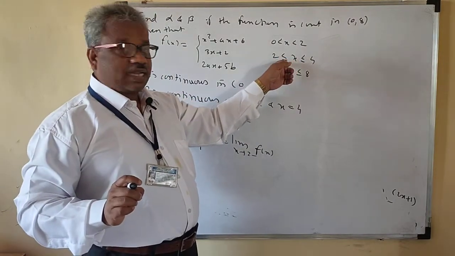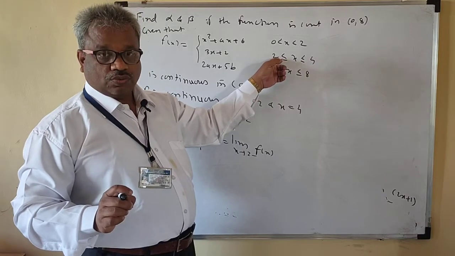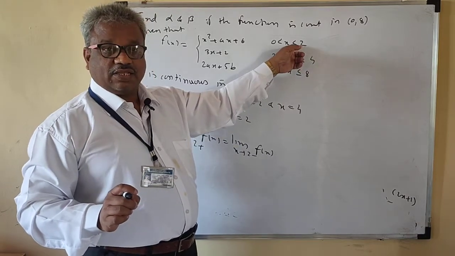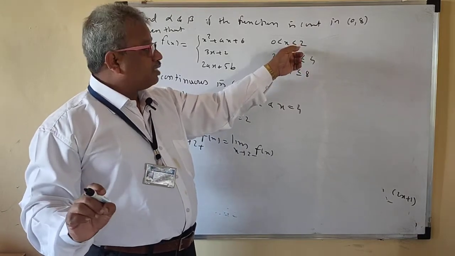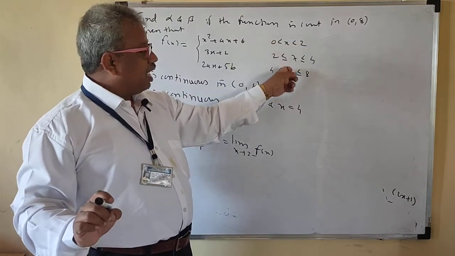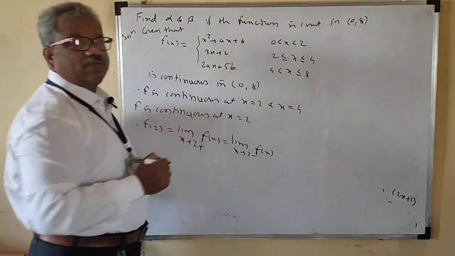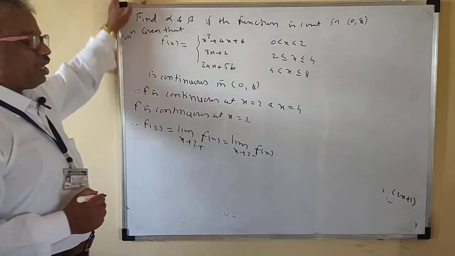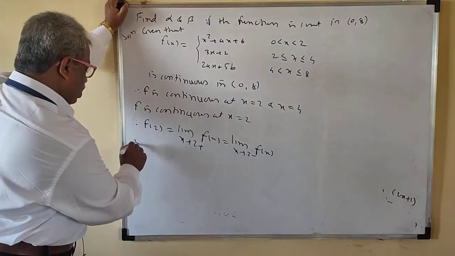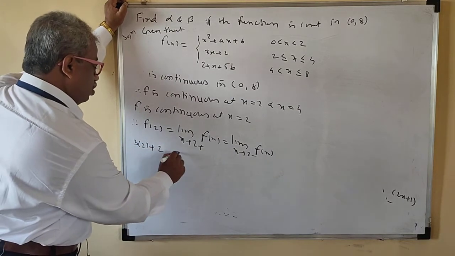So here x is greater than or equal to 2, and here x is less than 2, strictly less than 2. X cannot take value 2 in this interval. X can take the value 2 in this interval. So the corresponding function is 3x plus 2. There you have to put x equal to 2 now. So this is 3 into 2 plus 2.